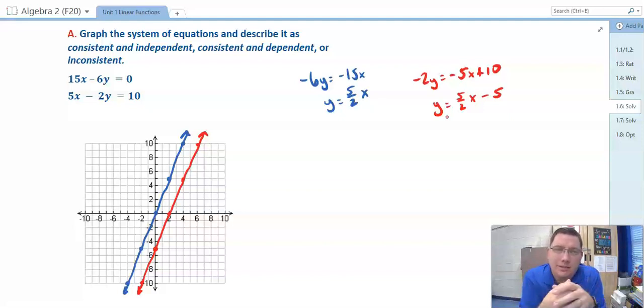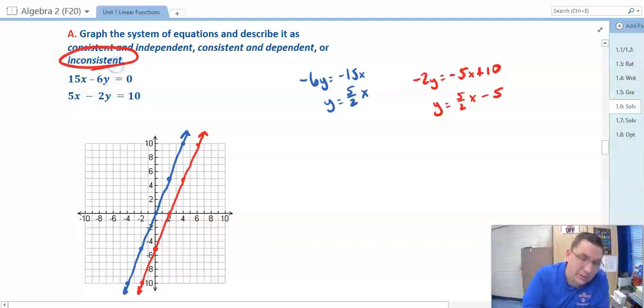And so what type of system is that? Remember, to be consistent, it has to have at least one solution. If it's inconsistent, it has no solution. So which one is this? It is inconsistent, because these two lines are parallel, they're never going to touch.